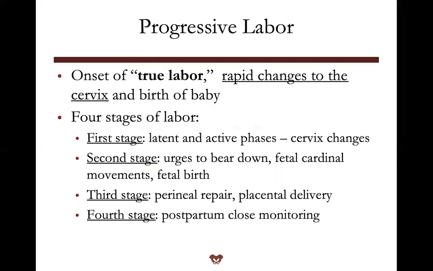With progressive labor, this is the onset of true labor. And with true labor, we're going to have those rapid changes in the cervix that are going to result in birthing of the baby. And so the 4 stages, this is just a little summary slide. We'll go more over each of these. The first stage is going to involve both latent and active phases where we get those cervix changes. The second stage is going to start with full cervical dilation and result in birth of the fetus. The third stage is when the placenta is going to be delivered and any perineal repair might occur. And then the fourth stage is when the mom is being monitored in the early postpartum after the birth.